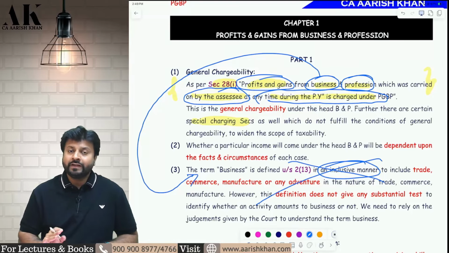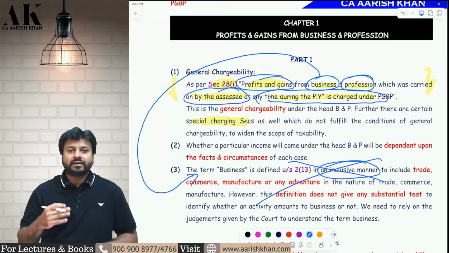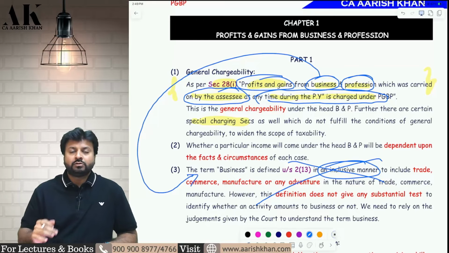A substantial test is not given by the income tax department. You have to check the facts and circumstances of every case to determine what is business and what is not a business. Now let's come to the definition of profession.